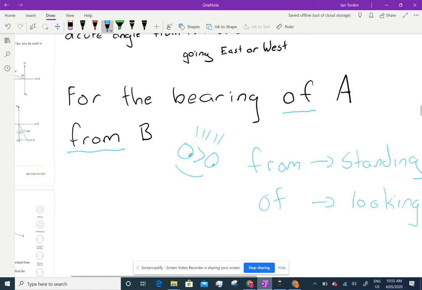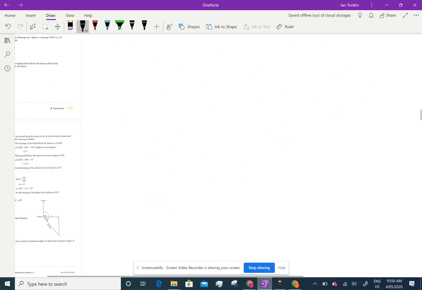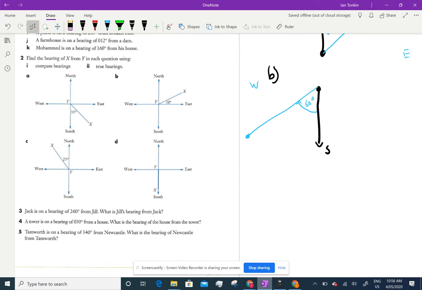So the bearing of A, that's what I'm looking at, from B, where I'm standing. If you remember that. So if I go down here and have a look at these ones, the bearing of X from Y.